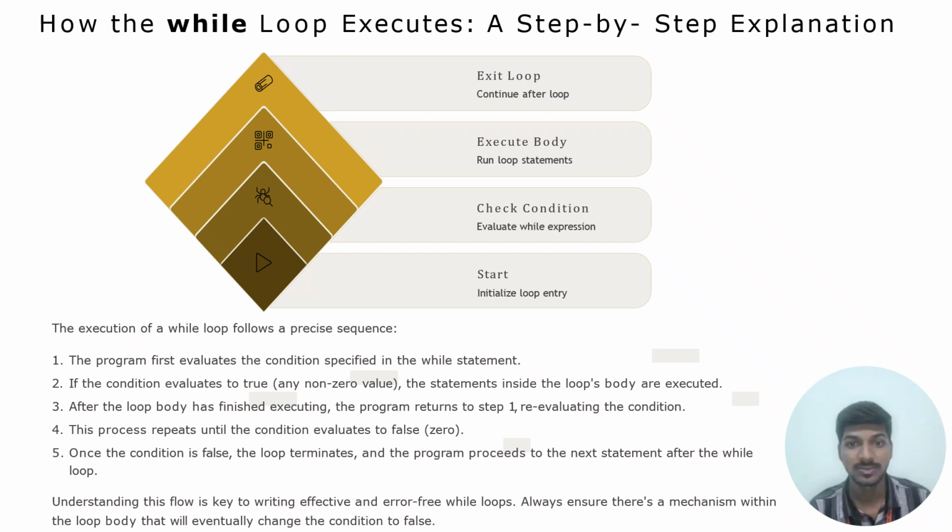How the while loop executes: a step-by-step explanation. Start, initialize, loop entry, check condition, evaluate while expression, execute body, run loop statements, exit loop, continue after loop. The execution of a while loop follows a precise sequence.